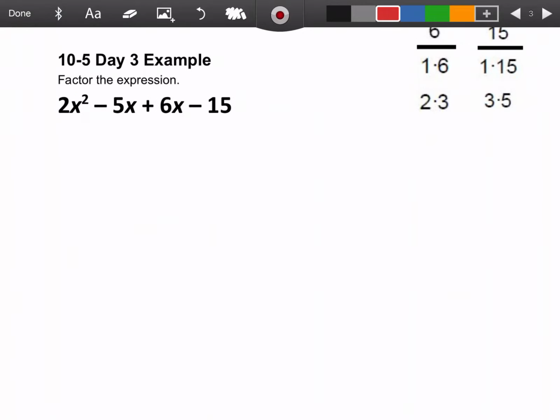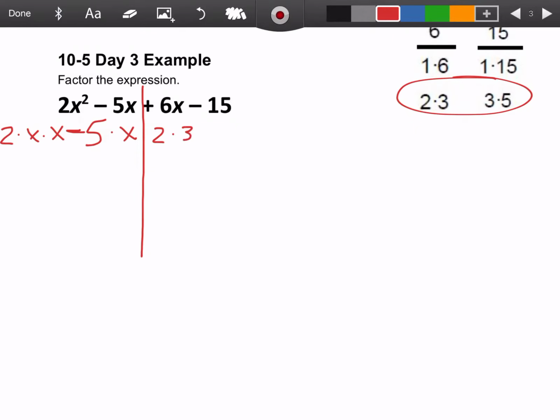We do have one more that I want to go through. This is a factor by grouping problem. And so factor by grouping, what we do is we split them up, just like that, and then we're going to expand out all of the terms. So 2x squared, that's 2 times x times x, minus 5 times x. And then on the right hand side, hopefully you can see over here we have a common factor of 3. So this is going to be 2 times 3 times x minus 5 times 3.